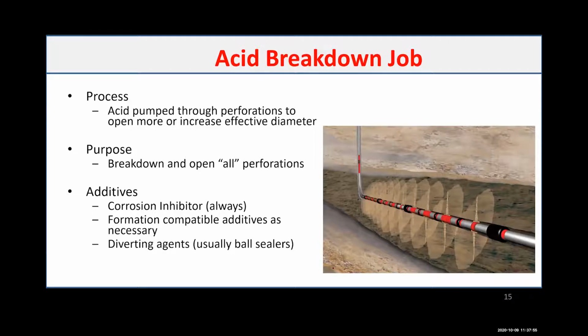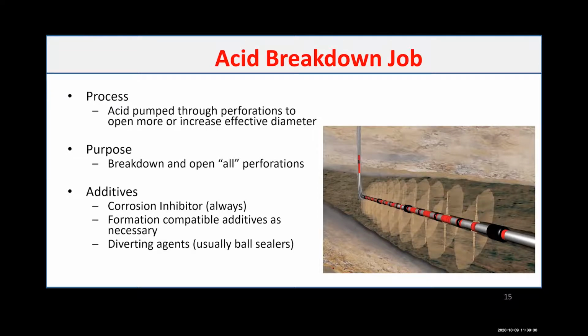Another treatment is called the acid breakdown job. In this case, you are mainly trying to affect the perforation. Usually when you have a new well and you have perforated with a perforating gun, there will always be debris inside the perforation tunnel. So you pump some acid to remove this debris and increase the effective diameter of the perforation. We call it an acid breakdown job, or sometimes just a breakdown job.